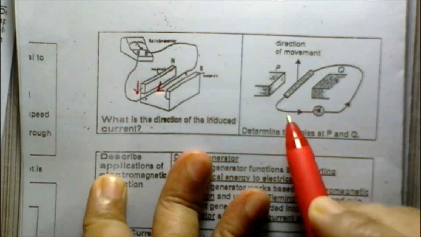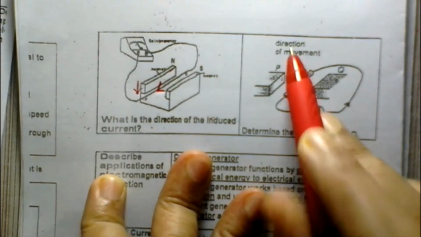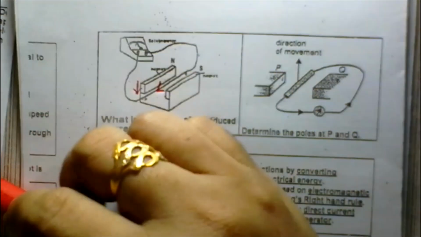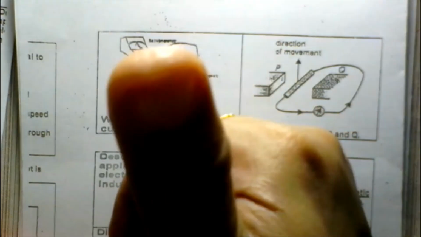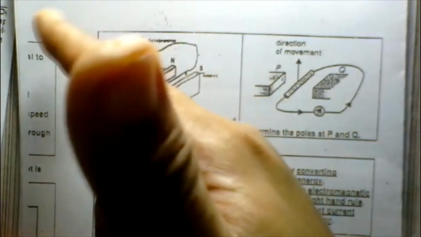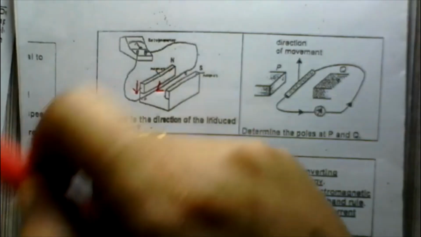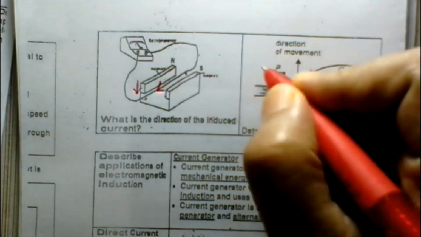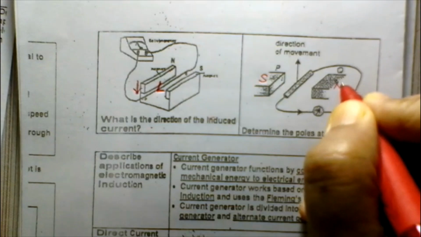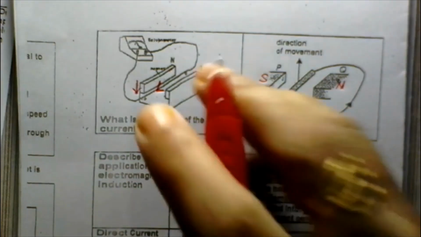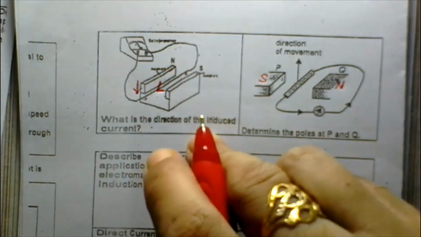For this one, determine the pole for P and Q. Now given the direction of current: current is out, motion is upward. You apply the same thing, Fleming's right hand rule. You put your thumb upwards. Current is out, so your forefinger is pointing to the left. Pointing to the left means P is south, so Q is north. So this is how we solve problems by using Fleming's right hand rule.